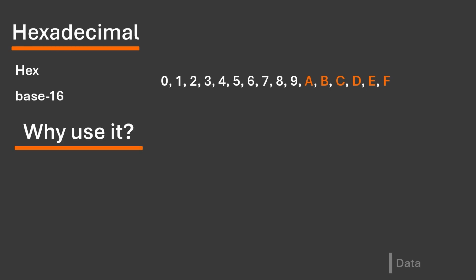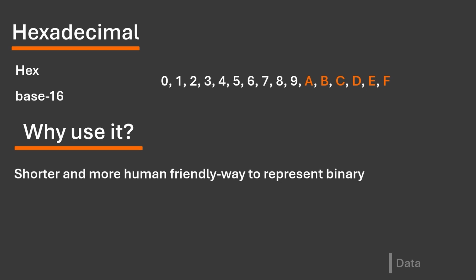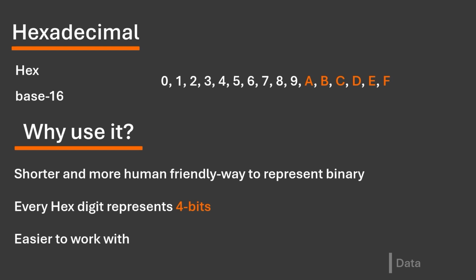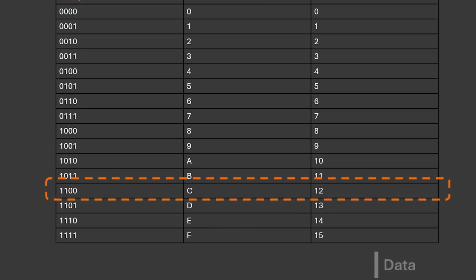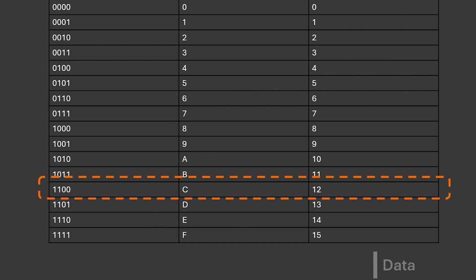And why do we use hexadecimal? Hexadecimal is a shorter and more human-friendly way to represent binary numbers, which can get very long and hard to read. Since every hex digit represents 4 bits, it is much easier to work with hex in systems like programming, memory addresses, or colors and design. The following table summarizes the link between binary, hexadecimal, and decimal. So the decimal number 12 can be written as C in hexadecimal and as 1100 in binary.